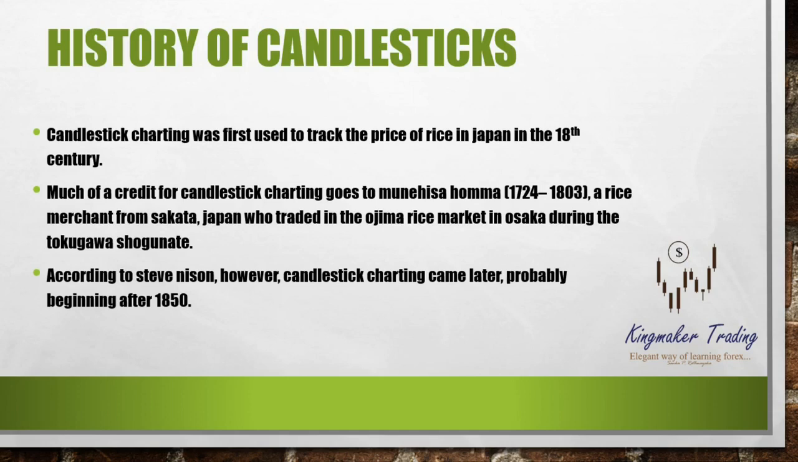Much of the credit for candlestick charting goes to Munehisa Homma, a rice merchant from Sakata, Japan, who traded on the Ojima rice market in Osaka during the Tokugawa shogunate. Alright, I think you understand that sentence, so I'm not going to bore you with the historical stuff.